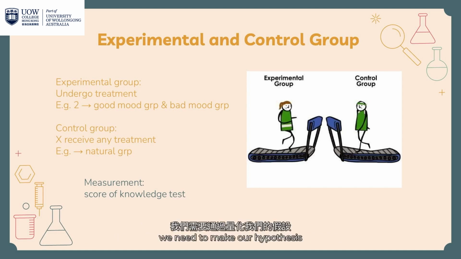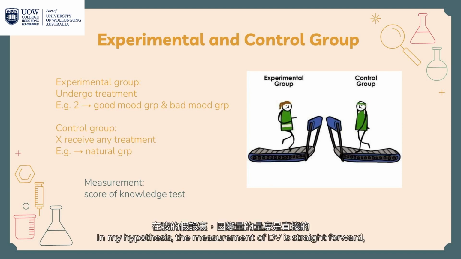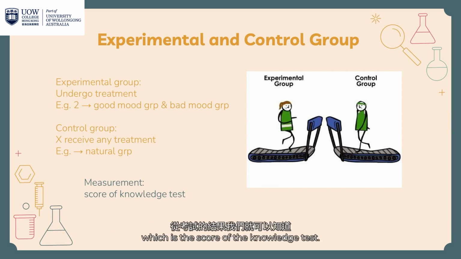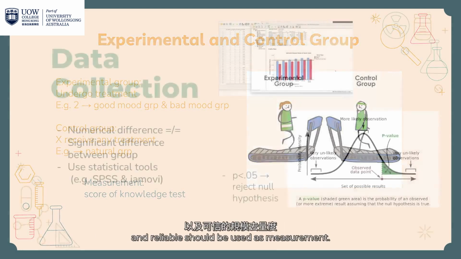Next, we need to make our hypothesis measurable and comparable by making it quantifiable. In my hypothesis, the measurement of DV is straightforward, which is the score of the knowledge test. But for some DVs like self-esteem and happiness, scales found to be valid and reliable should be used as measurements.